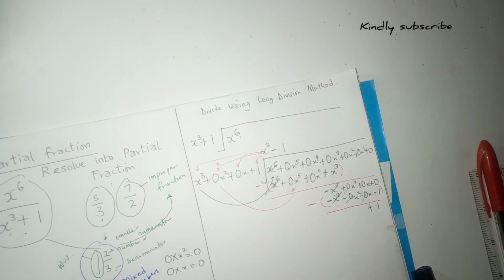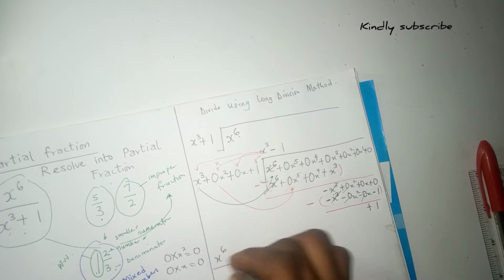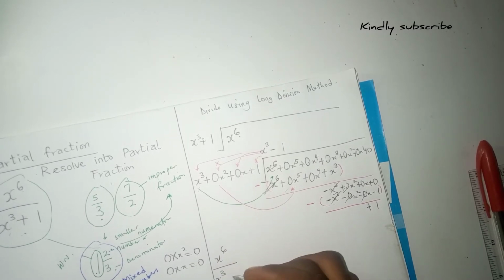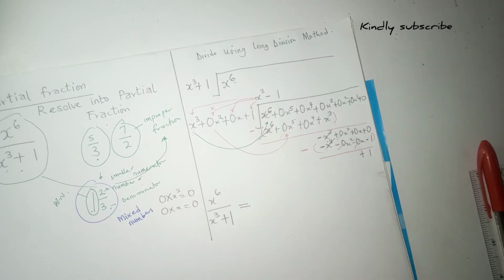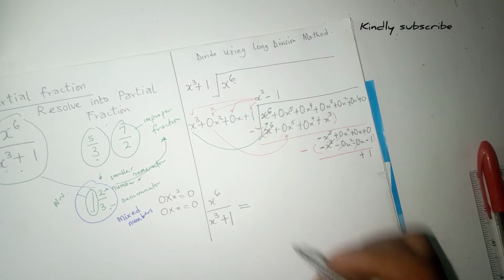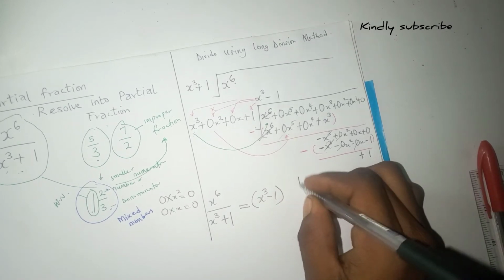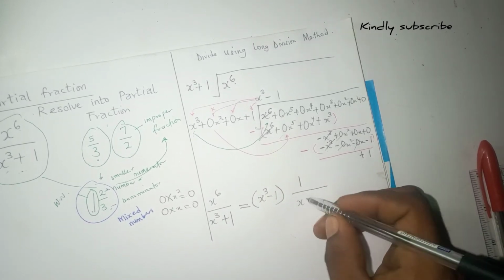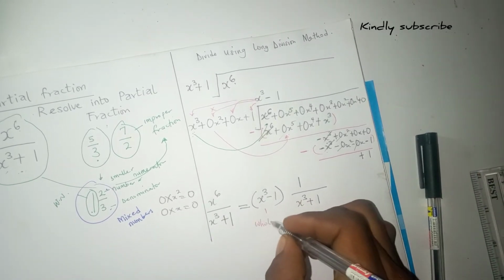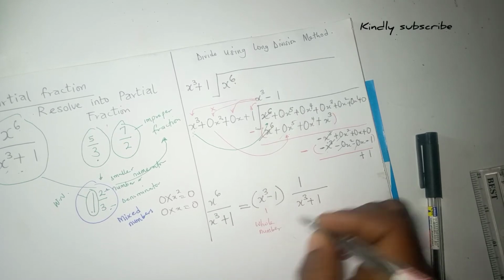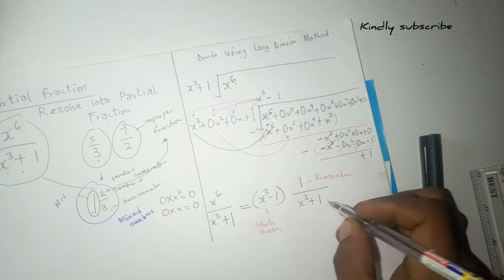Becomes x raised to power 6 over x cube plus 1 becomes x raised to power 3 minus 1 as the whole number, then remainder 1 over x cube plus 1. So this becomes my whole number. This is my remainder. This is the denominator.